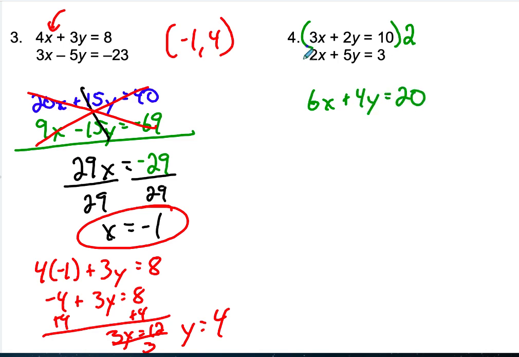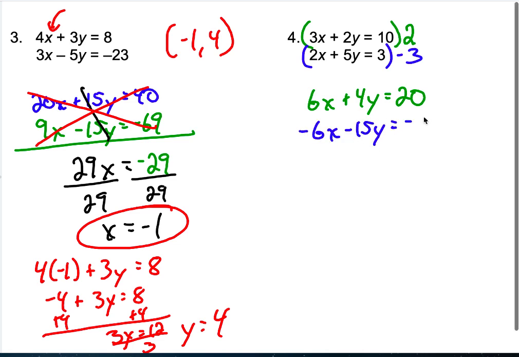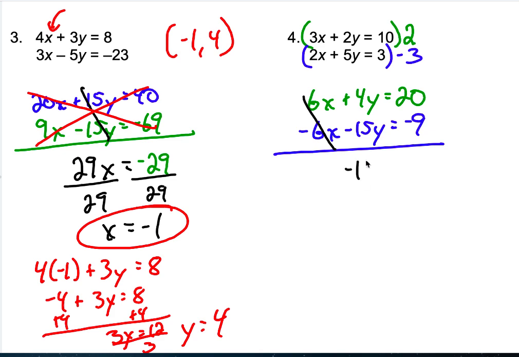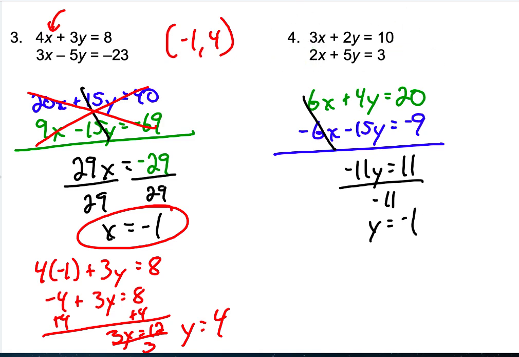I can also turn a 2 into a 6 by multiplying by 3, but I also want to switch its sign, so I'm going to multiply by negative 3. So I get negative 6x minus 15y equals negative 9. But now you can see my x's are ready to cancel out to turn to 0, and I get negative 11y is equal to 11, and y is equal to negative 1. So that time I had to do something to both equations to get it to work.